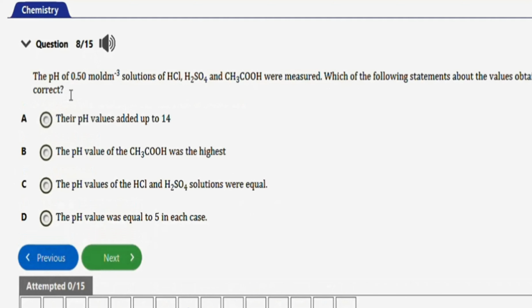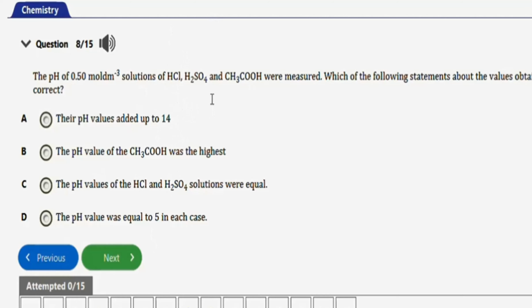It says the pH values of these solutions were measured. Which of the following statements about the values obtained is correct? Their pH values added up to 14. No. The pH value of ethanoic acid was the highest. Okay. The pH values of hydrochloric acid and tetraoxosulfuric acid solution are equal. No, it can't be equal. The pH value was equal to 5 in each case. This won't be correct.